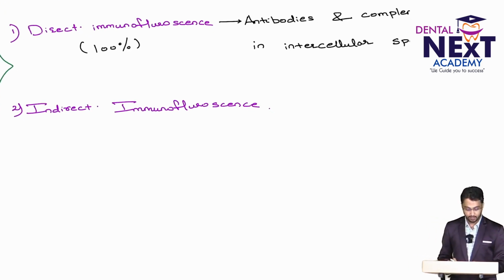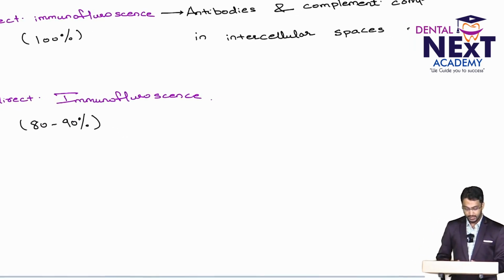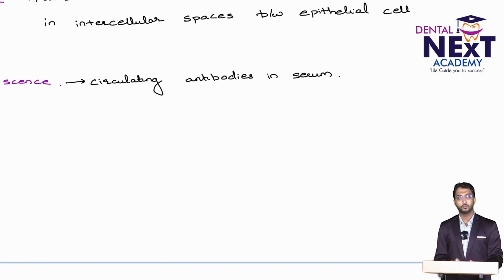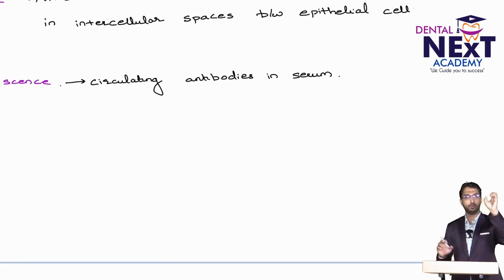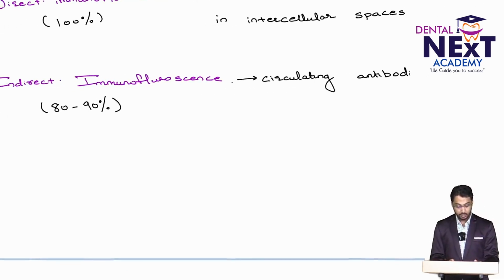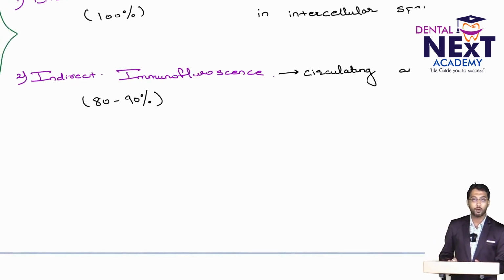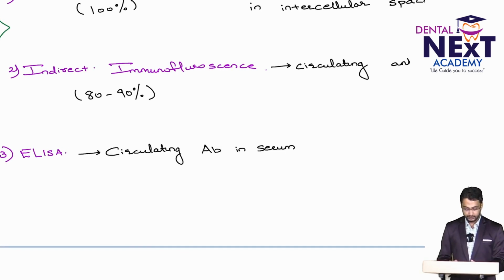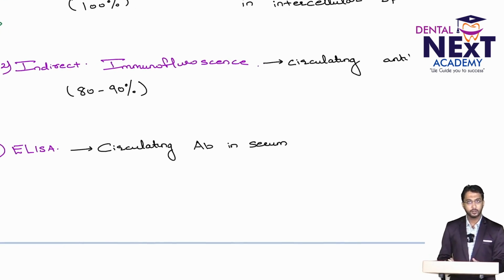Whereas if you come to indirect immunofluorescence, we look for antibodies in the blood, which is only 80 to 90% positive, and you will see circulating antibodies in the serum. So that's the difference between direct and indirect. Direct, you take the tissue, you see the antibody there. Indirect, you need to take the blood, which is again not as positive as the direct one. The third is ELISA, which again detects circulating antibodies in the serum.